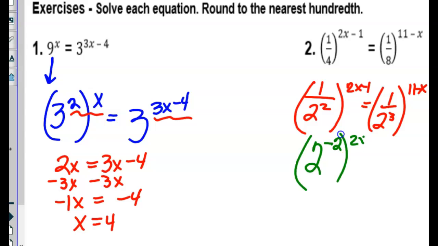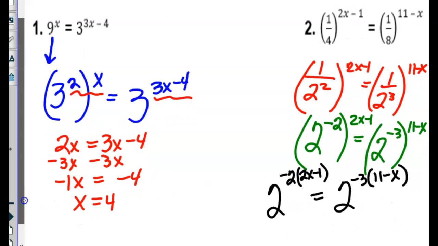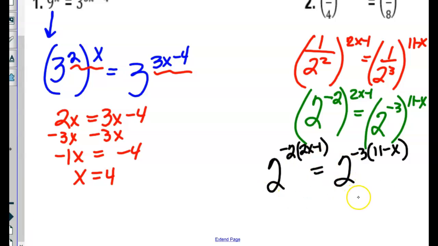And then I have a 2x minus 1. And what is this one? 2 to the negative 3. And then 11 minus x. Now does it look like powers almost? So this one is 2 to the negative 2 times 2x minus 1 equals 2 to the negative 3 times 11 minus x. Now, I know most of you would have jumped to that before here, but I'm trying to make sure the steps make sense.